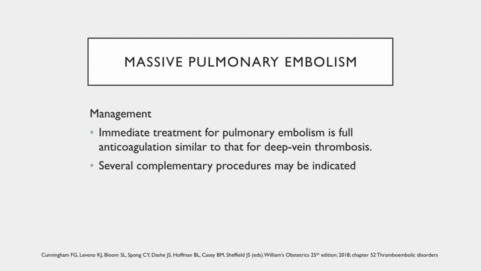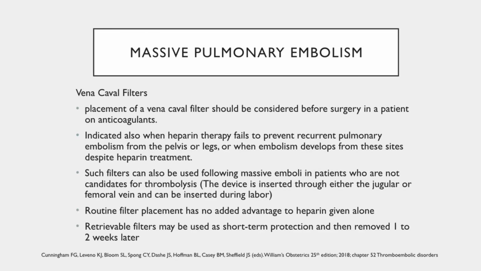So, how do we manage massive pulmonary embolism? Immediate treatment for pulmonary embolism is full anticoagulation, similar to that for deep vein thrombosis, and several complementary procedures may be indicated, as we will show you in the following slides. One of which will be vena cava filters.